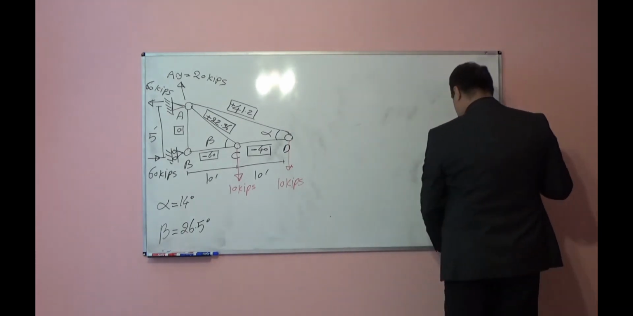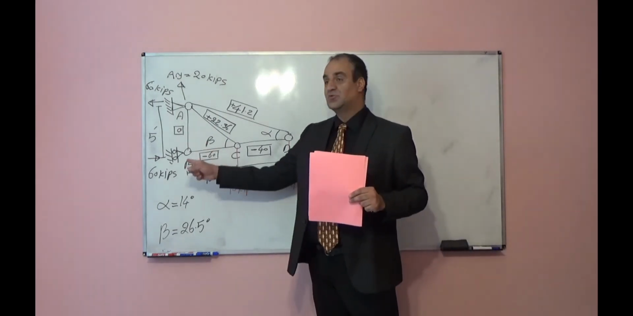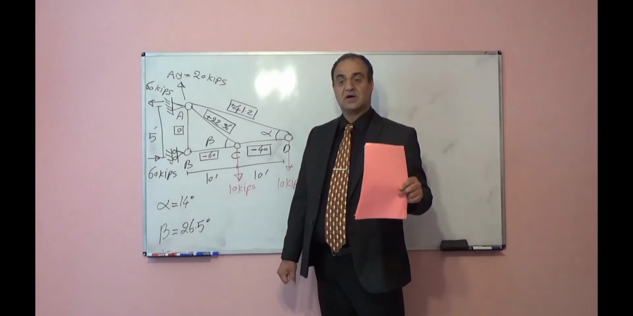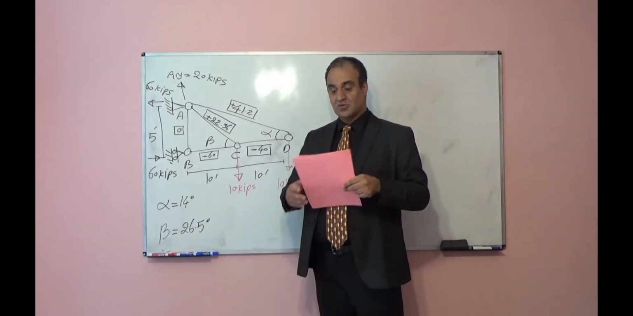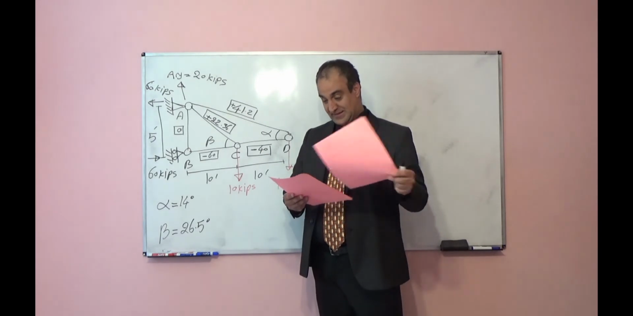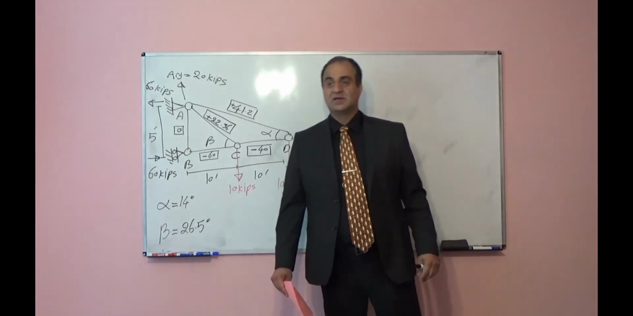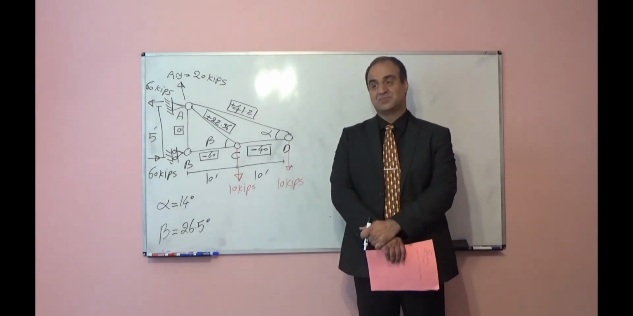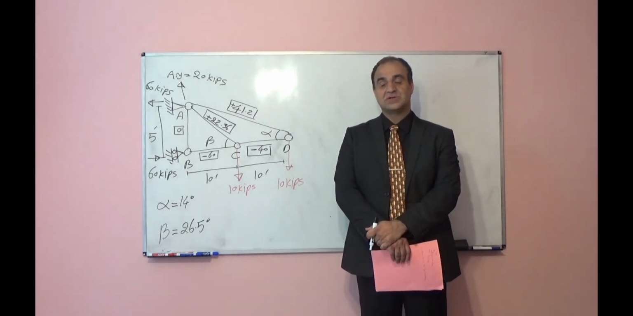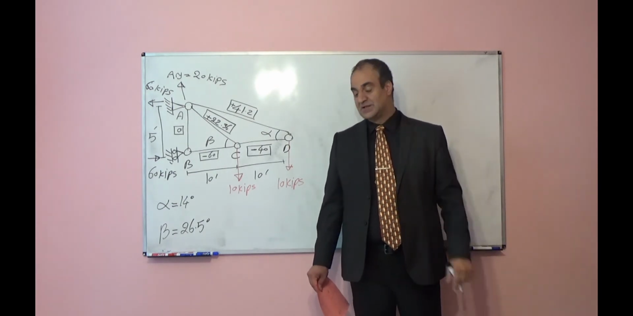The way I cut joint by joint, and I started from the joint where I have only 2 members attached, we call it joint method. So I will assign you several homework problems, you will practice, you will learn better. Later on I will explain section method. In joint method I should start from a joint where I have only 2 unknowns and I move to the next joint.